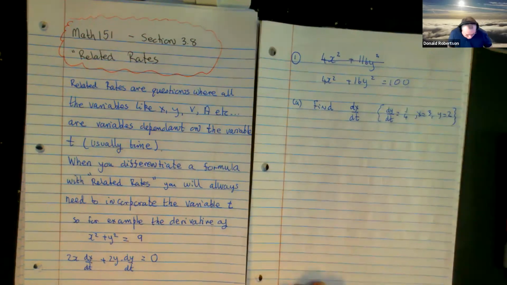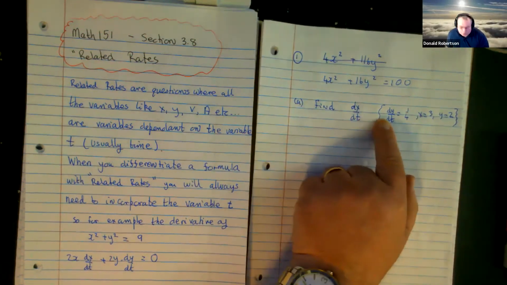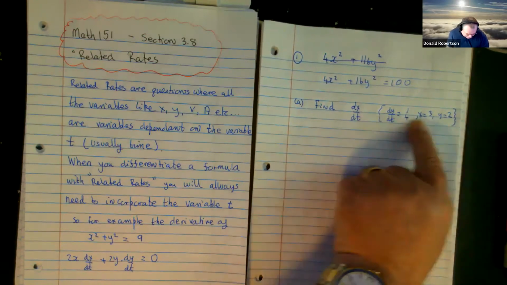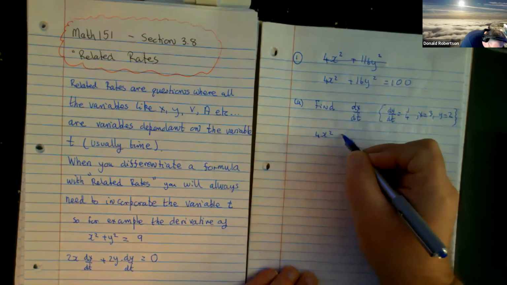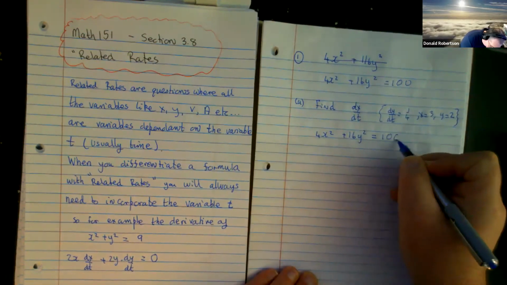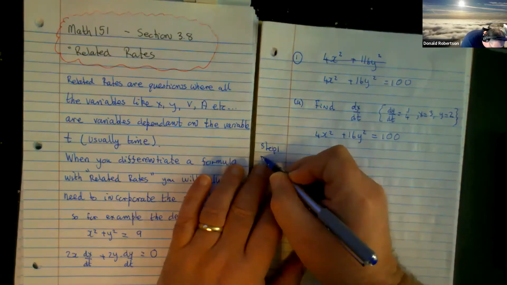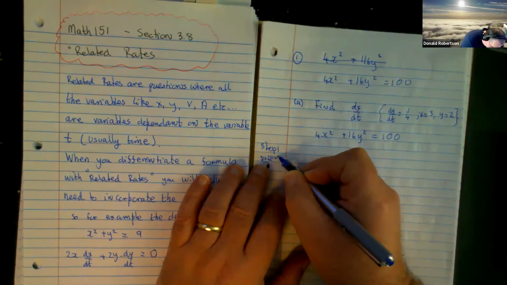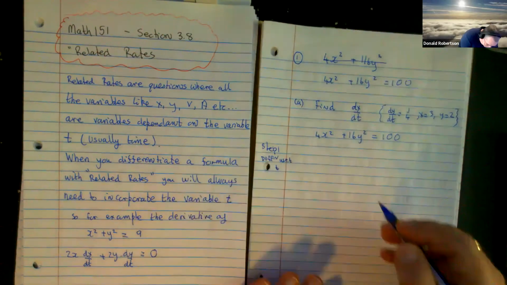Now, that's the typical question. You'll have an equation, you'll have a guy that you're trying to find, and they will tell you what the other variables are. So the first thing you're going to do is start with the original equation, which is this guy. Step 1, you're going to differentiate with respect to t. So let's see what that looks like.